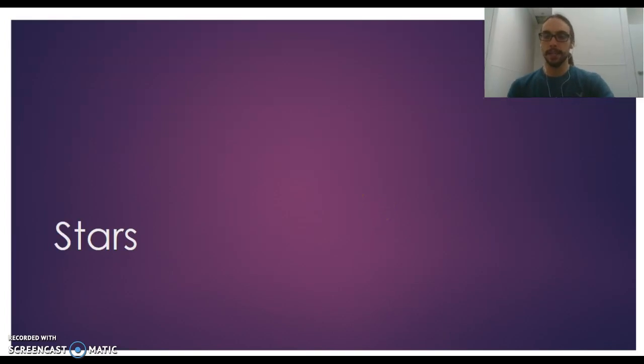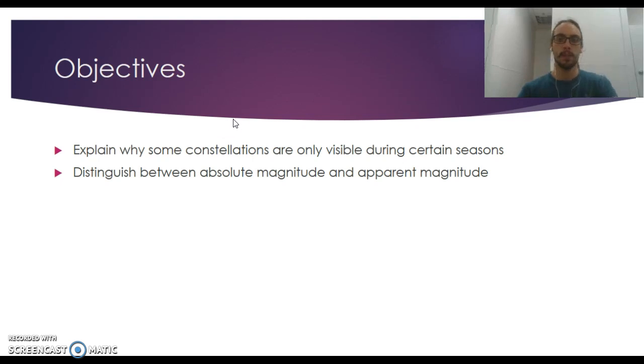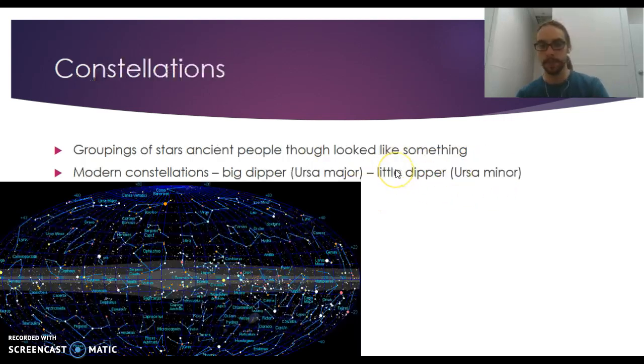All right, let's get into stars. So the objectives of this subunit are going to be to explain why some constellations are only visible during certain seasons and to distinguish between absolute magnitude and apparent magnitude of stars. This is talking about brightness.